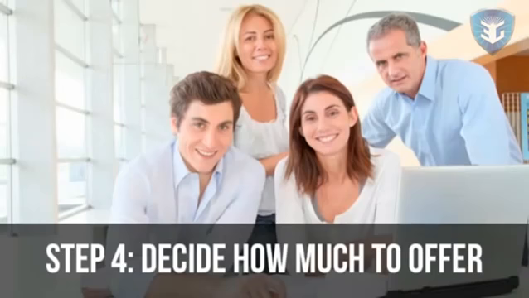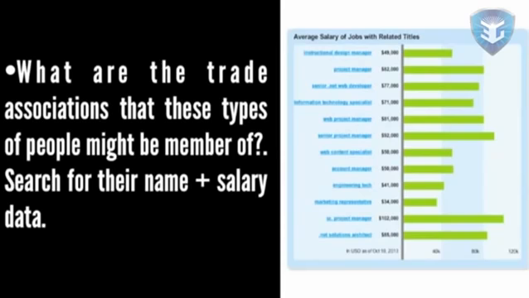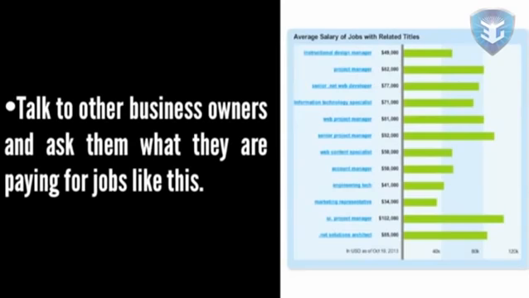Here's my summary of that video, which uses an interactive project manager in Chicago as an example. Search Google for Interactive Project Manager Salary Range plus Chicago. Look for industry salary surveys. What are the trade associations that these types of people might be a member of? Search for their name plus salary data. Talk to other business owners and ask them what they are paying for jobs like this. Be sure you talk about the specific duties of the person so you make sure you're comparing apples to apples.